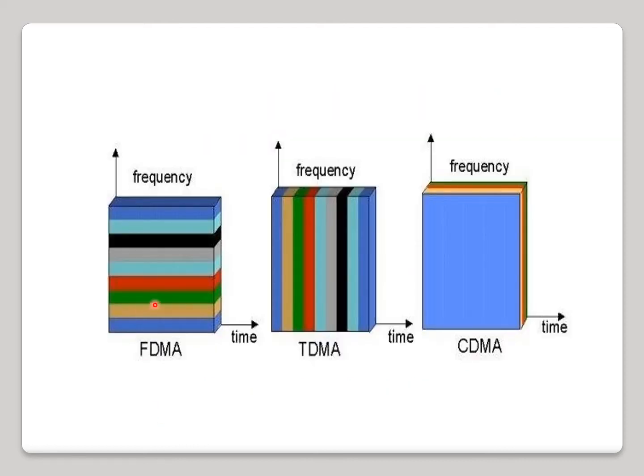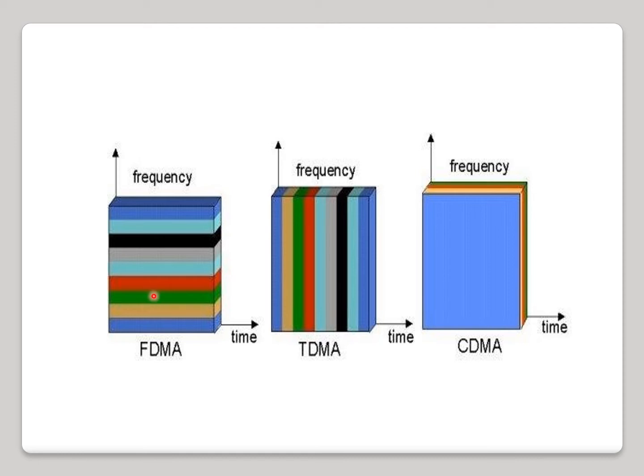This is a pictorial representation of FDMA. Here we can see time on the x-axis and frequency on the y-axis, and here the frequency axis is divided into different sub-bands, and each user is allotted one of these frequency sub-bands. So user 1 can communicate with the frequencies in band 1. User 2 can communicate with the frequencies in band 2.